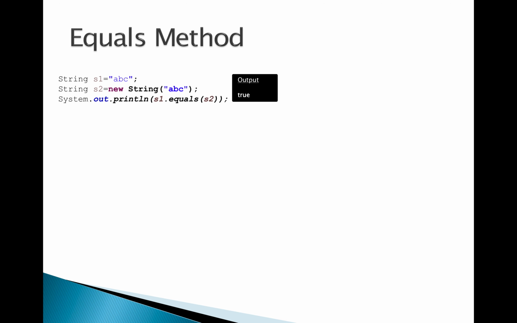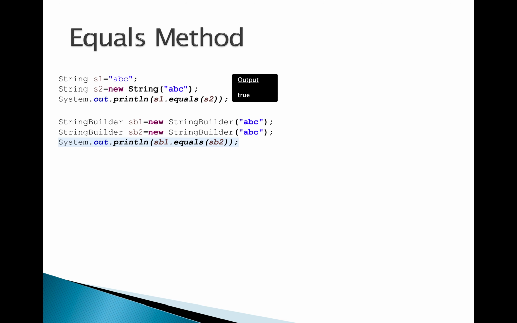Then we'll go with the equals method. In strings, we have String s1 is equal to "ABC", String s2 is equal to new String("ABC"). Even though they are two different memory locations, if you put s1 == s2, it is going to come as false. But when you do s1.equals, it is going to compare the contents, so it is going to be true here.